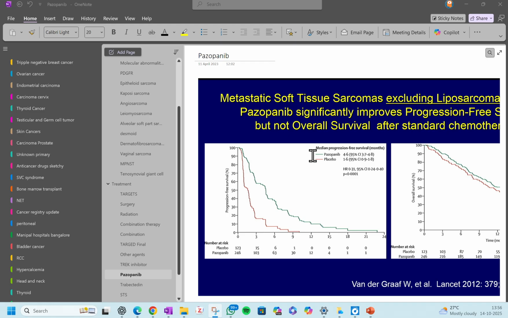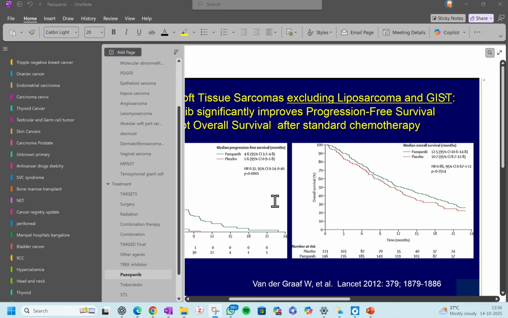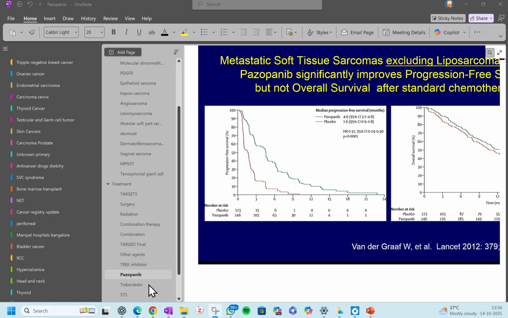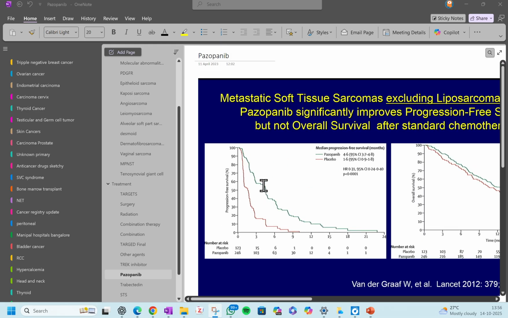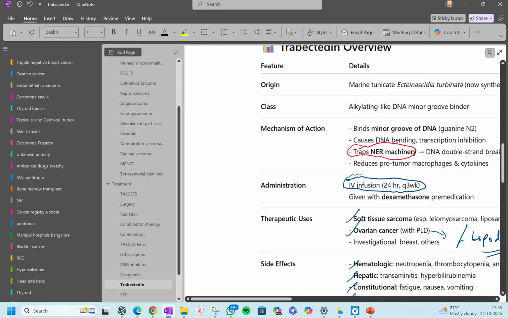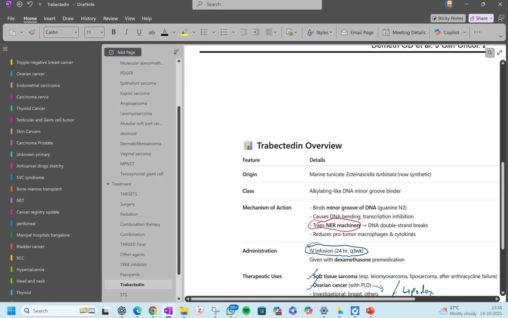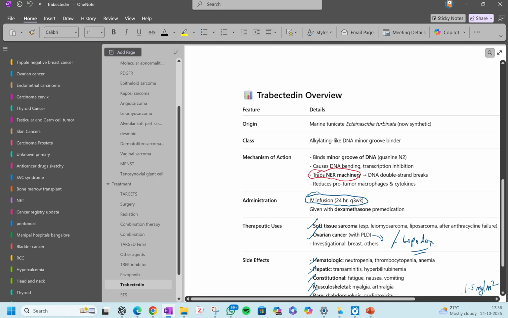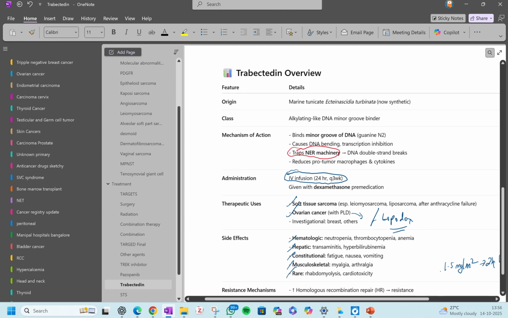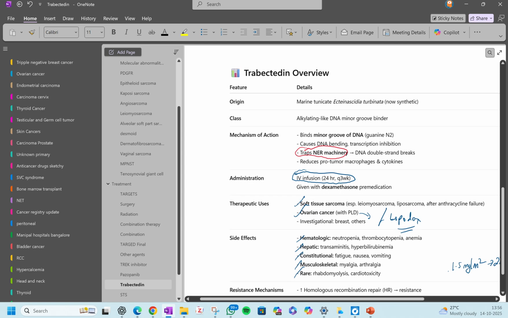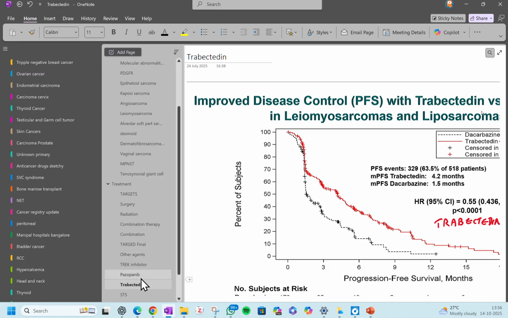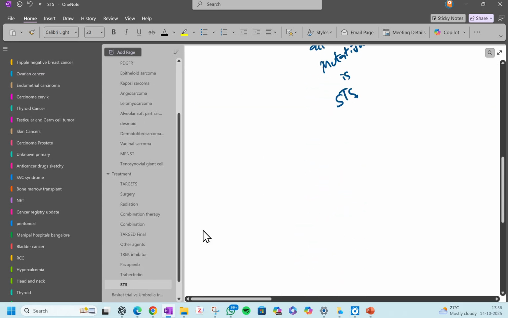Pazopanib is another important agent because it's a TKI, which is almost VEGF and non-VEGF, platelet-derived growth factor kind of TKI. So think of it like that. Trabectedin is an alkylating agent which binds to the minor groove of DNA, unlike topoisomerase inhibitors, and it traps the double-strand NER repair machinery. Very effective in liposarcoma, so the soft tissue sarcomas.